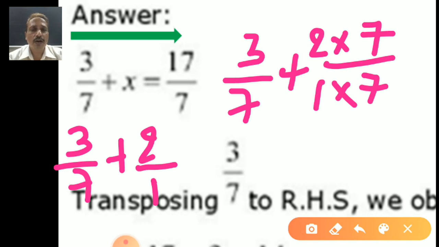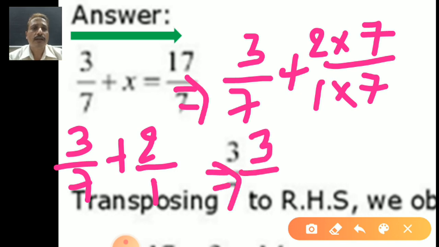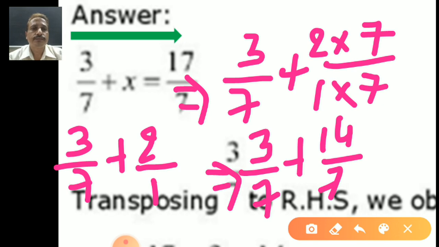You already did all these things in 6th standard and 7th standard. Even in our first chapter we did these types of questions. Once again I remind you. So now what is that? Yes, my dear student, next step you will get 3 upon 7 plus 14 upon 7. Now both the denominators are 7, 7.